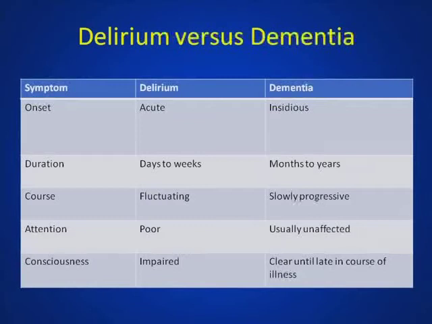Attention span in delirium is poor, while in dementia it is usually unaffected. Consciousness in delirium is also impaired. In dementia, consciousness may be clear until late in the course of illness.